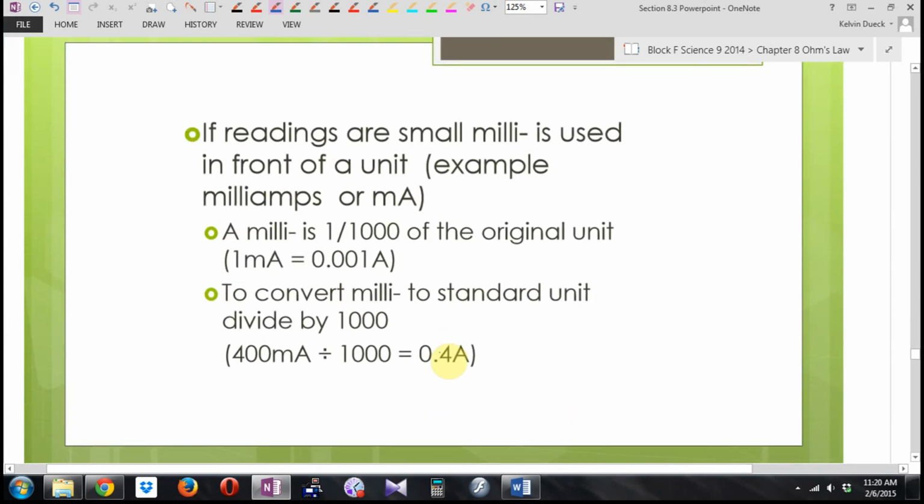If the readings are small, milli is used. In fact, there's a bunch of voltmeters back there. There were 4 that looked just like the nice ones that we used, but I couldn't use them because they were measured in millivolts. Okay?